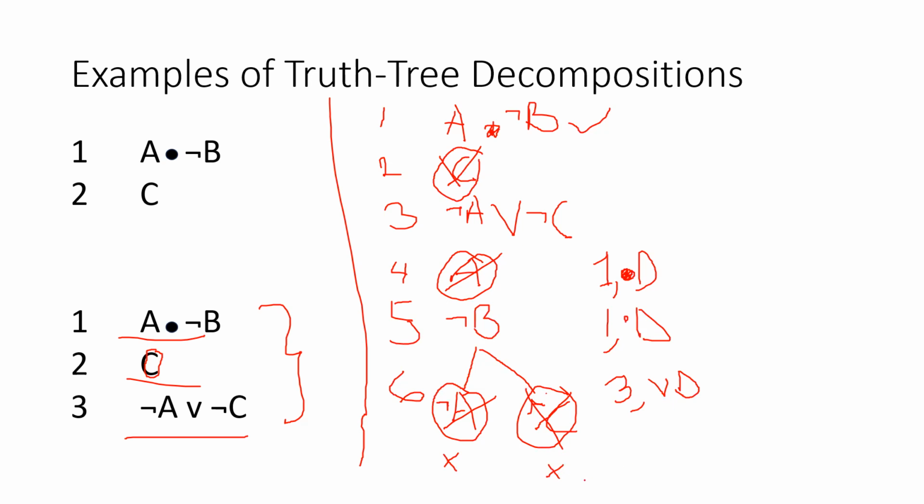At this point, the verdict is we have a closed tree. That's the verdict given to this. So meaning that we have a closed tree for this whole tree. All right.